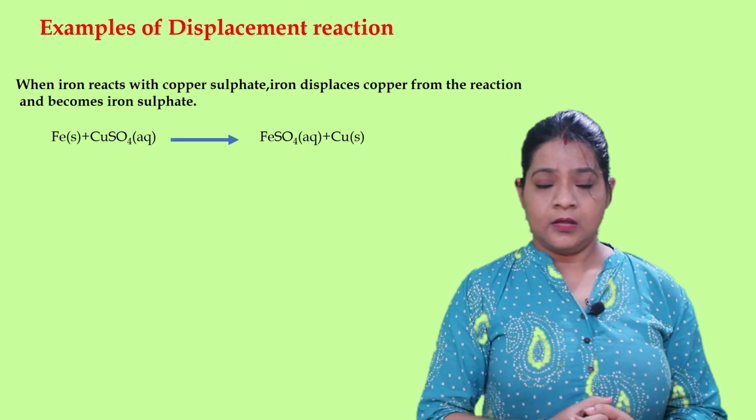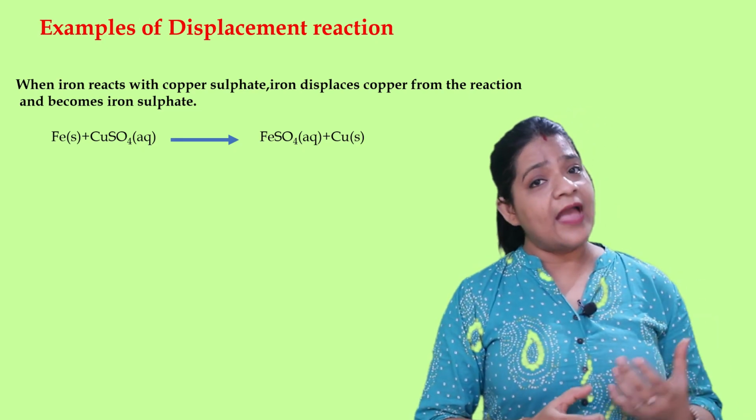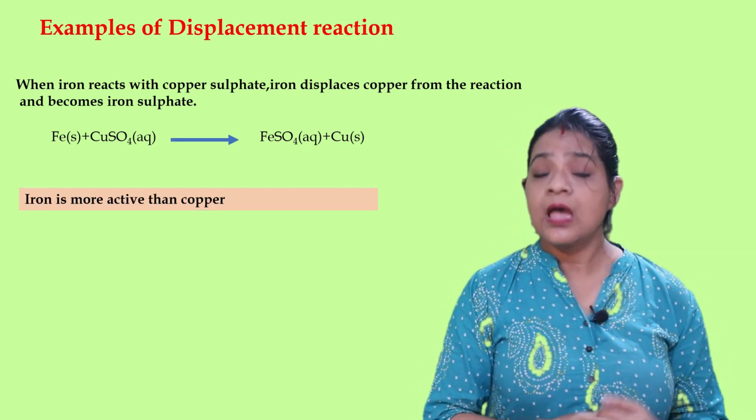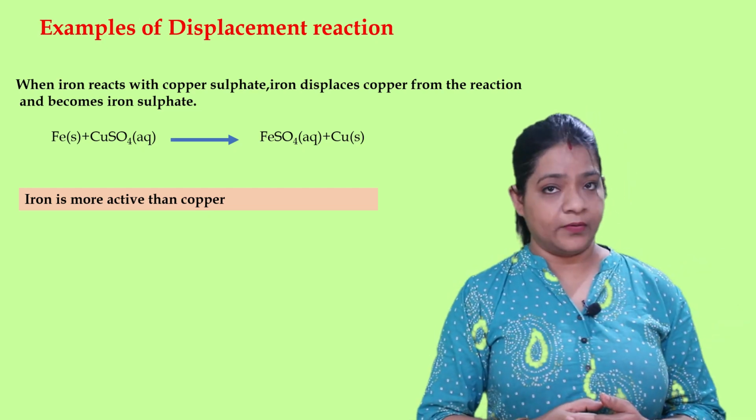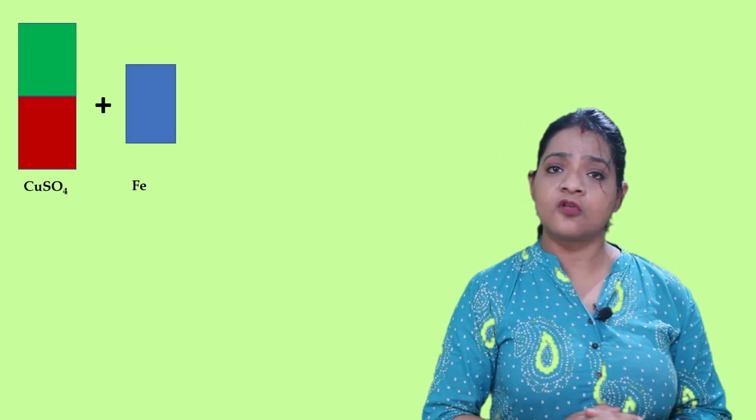and copper. According to the activity series of metals, iron is more active than copper. So iron displaces copper and forms iron sulfate, leaving behind copper.